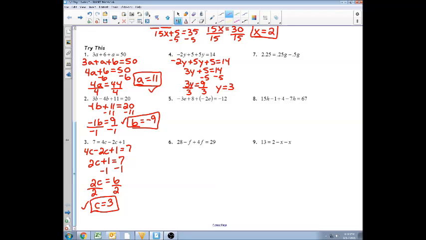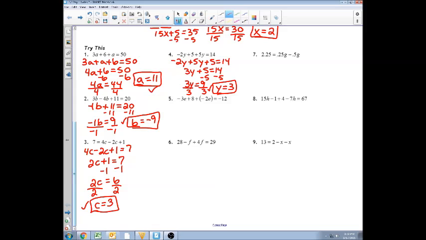Need to check that. Negative 2 times 3 would be negative 6. Negative 6 plus 5 would be negative 1. 5 times 3 would be 15. So negative 1 plus 15 would in fact be 14. So my answer is good.